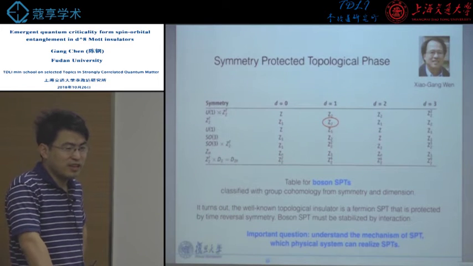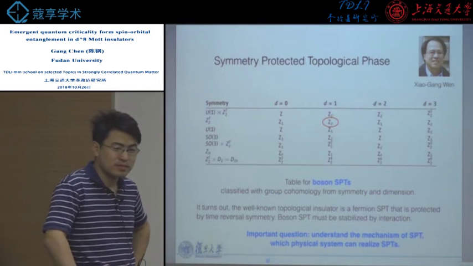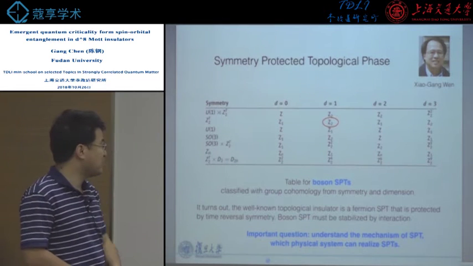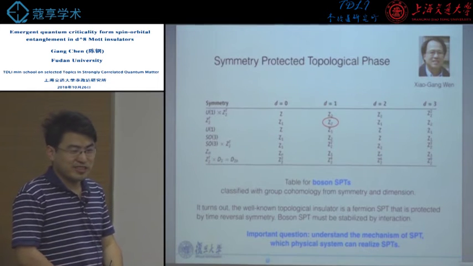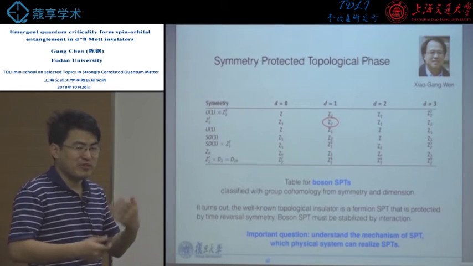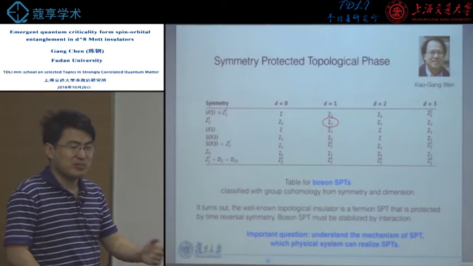So I don't know. Then some people claim they find some. Actually, Shanghai admitted that there's an error inside. And some people claim they find some more SPTs beyond the group cohomology. So later on, Xiaogang revised his classification, trying to include these beyond-group-cohomology examples.